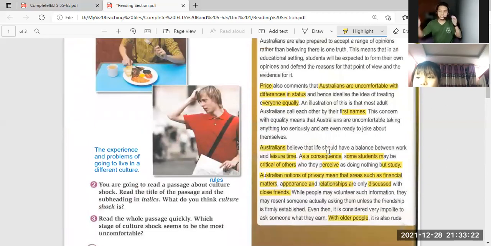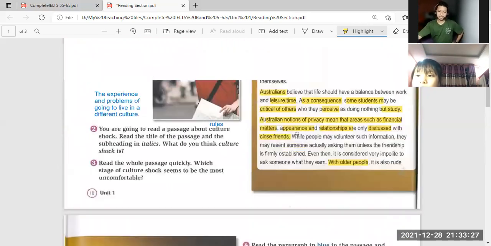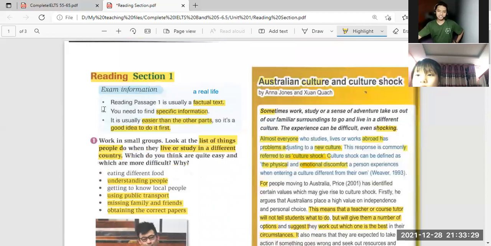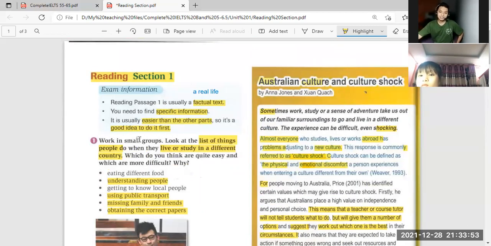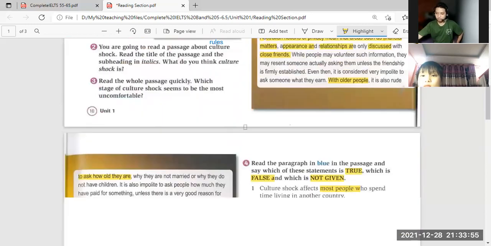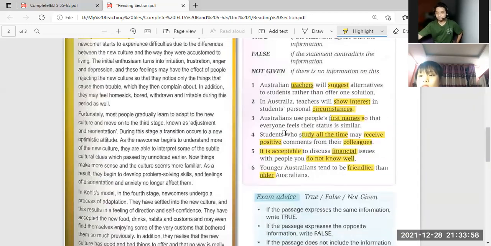Okay, Thuy, do you understand this? Do you think you can understand this? Yes. Okay, so that is the only section 1 in reading, okay? So remember section 1 or reading passage 1 is usually about a factual text and you need to find the specific information. So like false, true, or not given is the specific information. And then it is usually easier than the other parts. So this is like the easier parts in IELTS reading. So it's a good idea to do it first. So always do it first when you find this, okay?